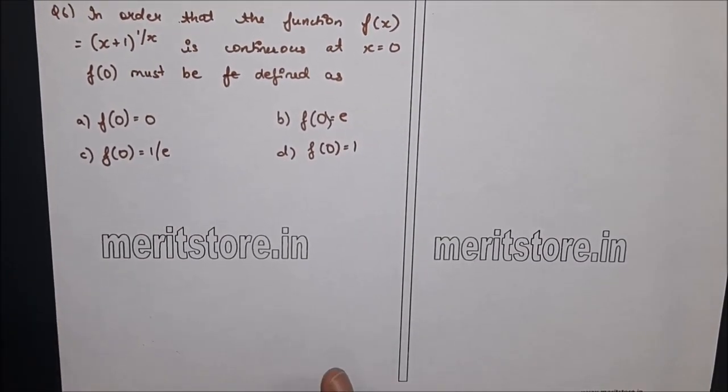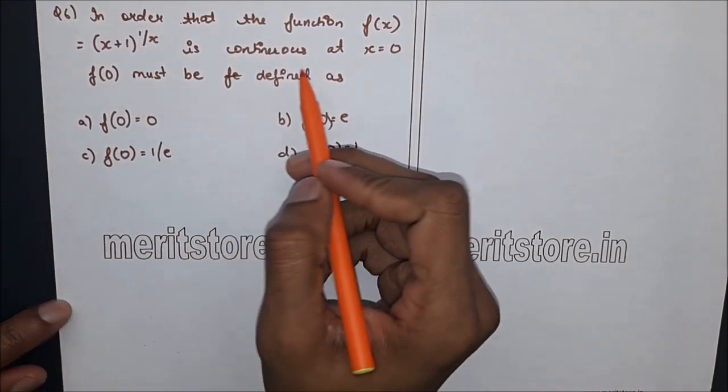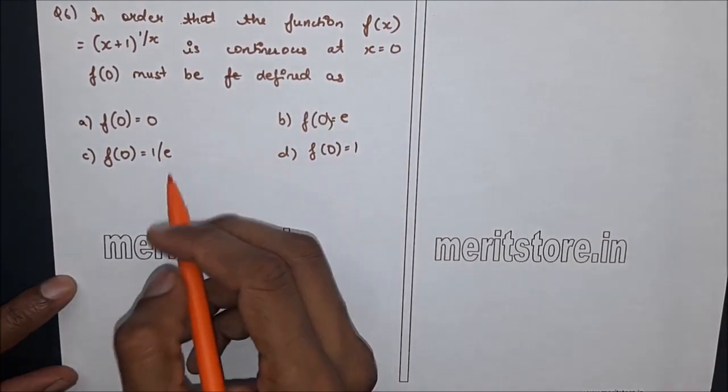Question 6. In order that the function f of x is equal to x plus 1 raised to 1 by x is continuous at x equal to 0, f of 0 must be defined as, we're given 4 options.